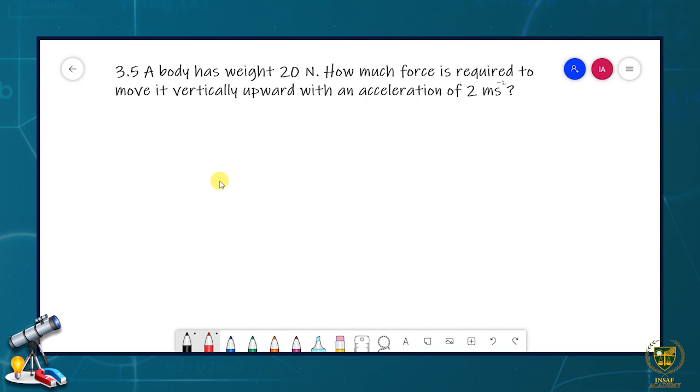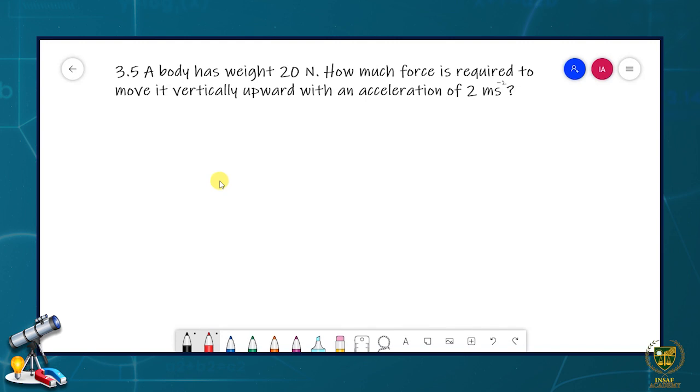Numerical number 3.5. A body has weight 20 Newton. How much force is required to move it vertically upward with an acceleration of 2 meter per second square? So, a body whose weight is 20 Newton, how much force will be required to lift it vertically upward with an acceleration of 2 meter per second square?